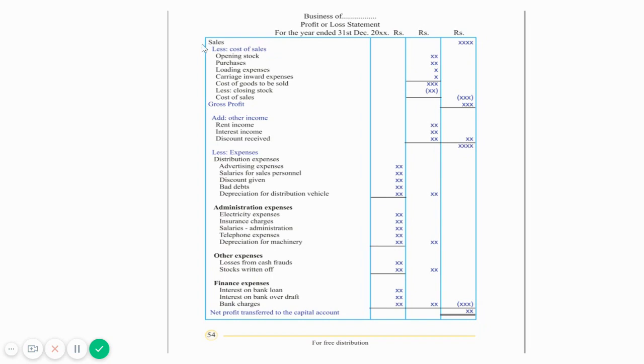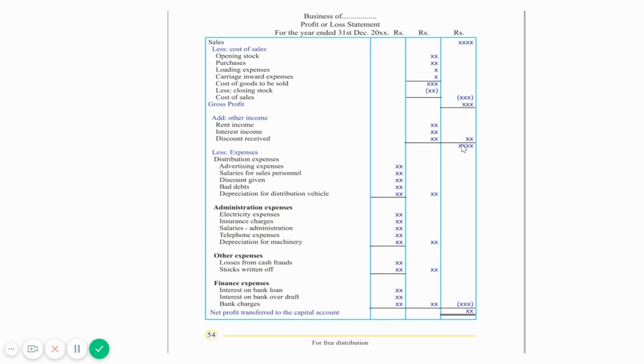So thereby, sales will be the first figure. From that, you have to less cost of sales. I hope you have a better understanding about the things which come under cost of sales. You have to treat the opening stock, purchases, loading, carriage inwards. If there are any other expenses which go along with the purchases, you have to consider all of them. And you have to arrive at the figure called cost of goods to be sold. And from that, you have to deduct the closing stock. And thereby, you will end up with the cost of sales. And it will show you the gross profit.